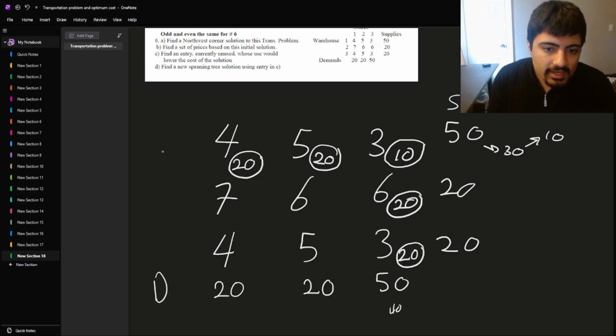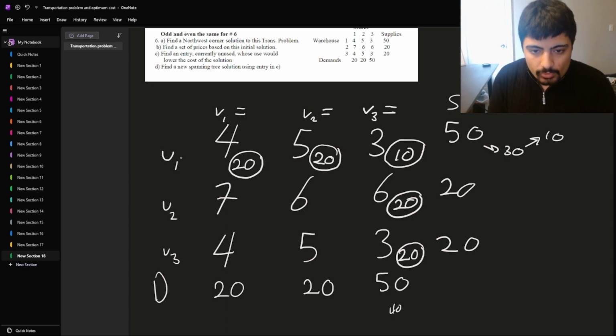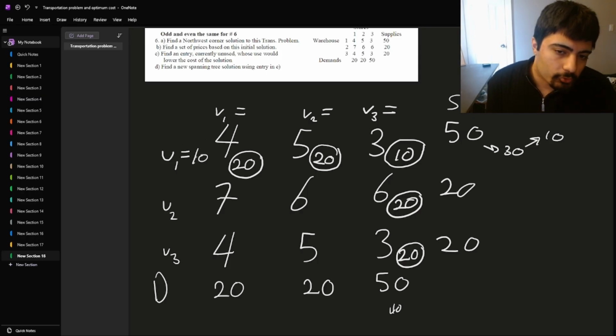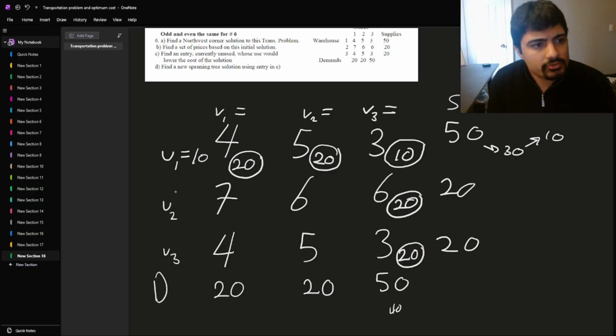So we're gonna say U1, U2, U3. These are variables that will help us get to the cheapest solution. So U1 is arbitrarily designated. We always assume U1 equals 10. In other sources, you might encounter U1 equals 0, but that will change things a little bit. So please try to use this method, or whichever one you're comfortable with.